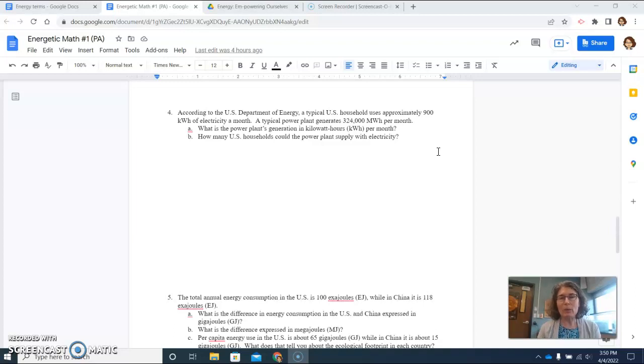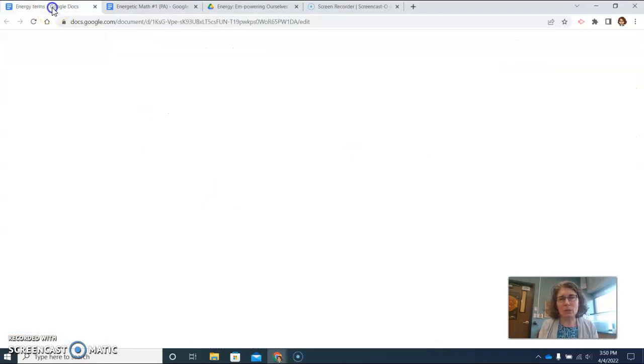A typical power plant uses 324,000 megawatt hours per month. So we're trying to figure out what is the power plant's generation in kilowatt hours per month, and then how many U.S. households could the power plant supply with electricity. Well, one thing that will make that a little bit easier is if we know a little bit more about the terminology.